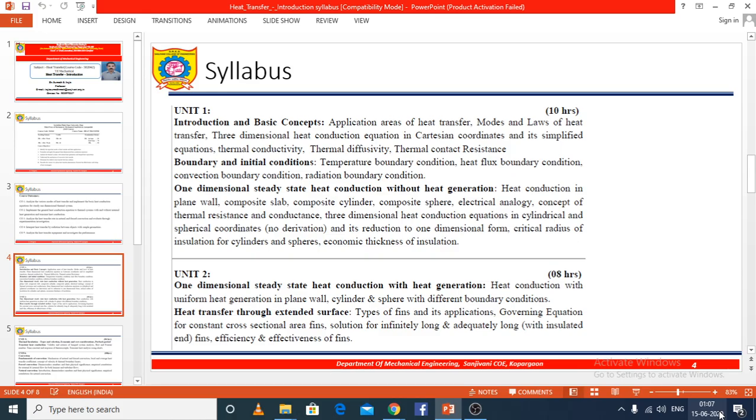In this, we'll study types of fins and their applications. We'll study different types of fins and their governing equations. Especially, we'll study infinitely long and adequately long fins. Along with this, we'll study the terms efficiency and effectiveness of the fins.